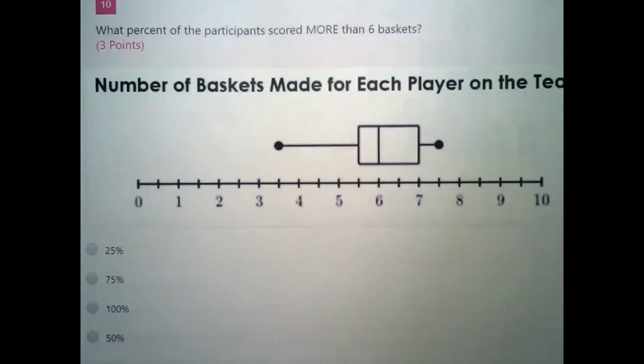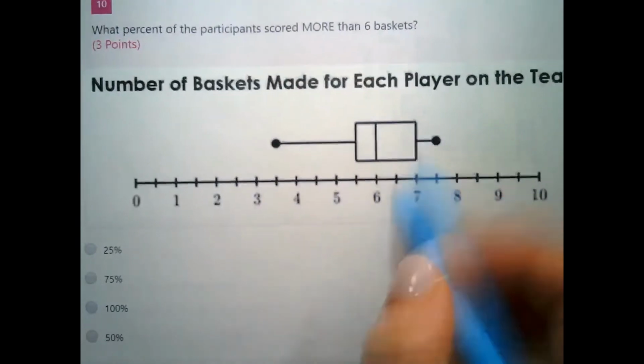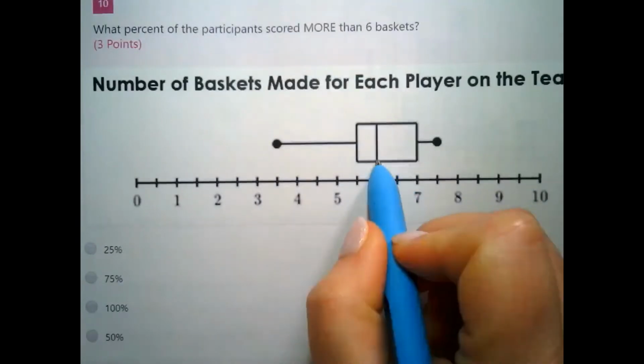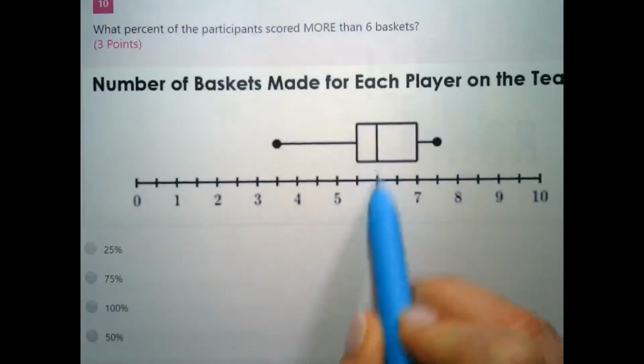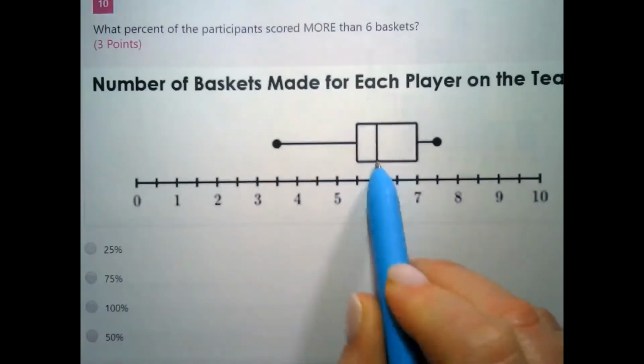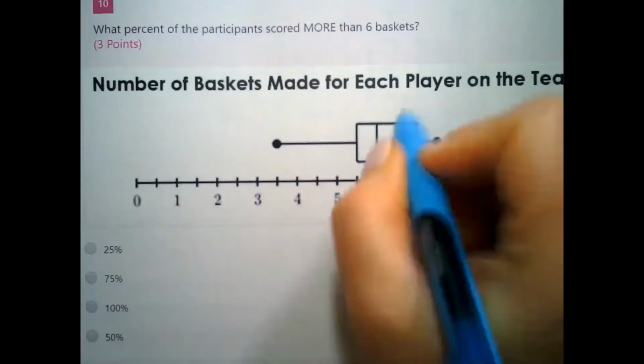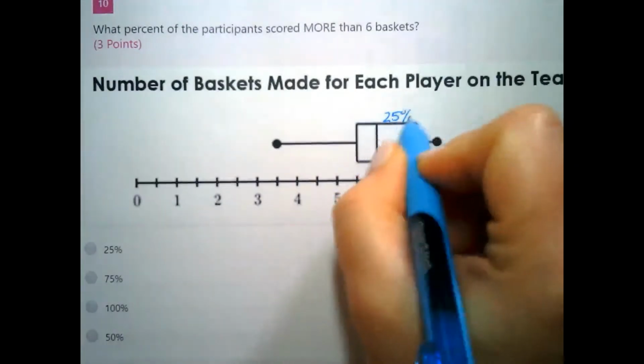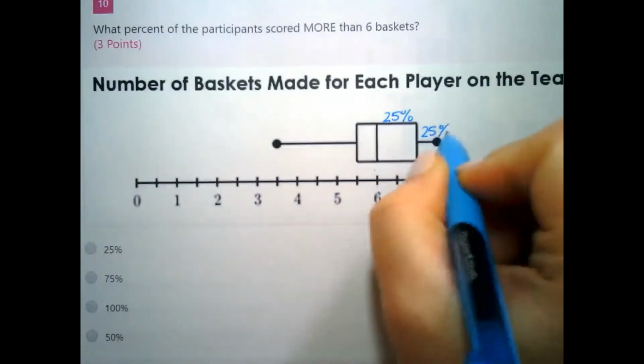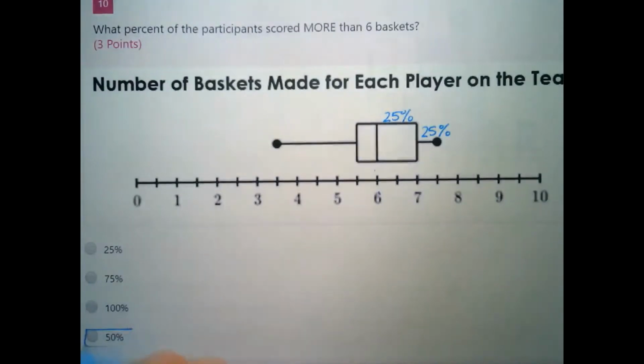All right, let's move on to question number 10. It asks what percentage of the participants scored more than 6 baskets? Well, here's the 6, that's our median. Okay, that matches up with 6. And so we have 2 segments of our box plot, each of them being 25%, which means that 50% of our participants scored more than 6 baskets.